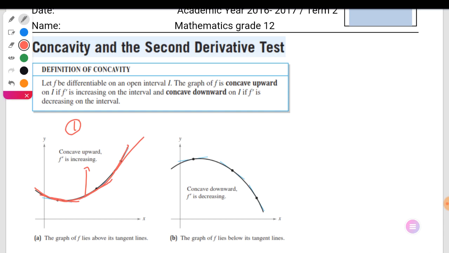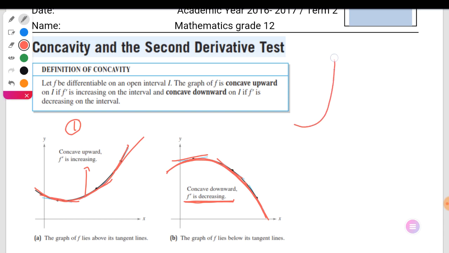If the curve is concave downward, as you see here, we have a relationship between the first derivative and the concavity. If the first derivative is decreasing, the curve is concave downward, and the graph of the function is below the tangent line. That is the meaning of concavity.